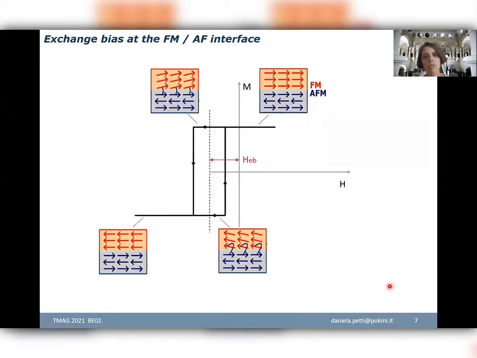But now if we move to a different system, an exchange bias one, the exchange interaction at the interface between the ferromagnet and the antiferromagnet pins the spins of the ferromagnet in one direction, so that the hysteresis loop is shifted, here to the left for instance, by a quantity called the exchange bias. At remanence, we have that only one possible state of the magnetization is present.